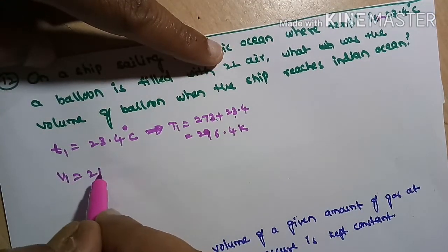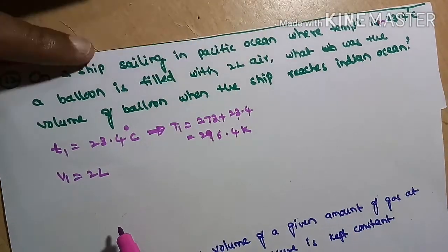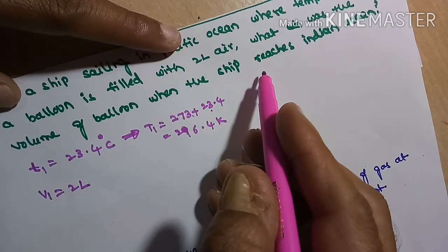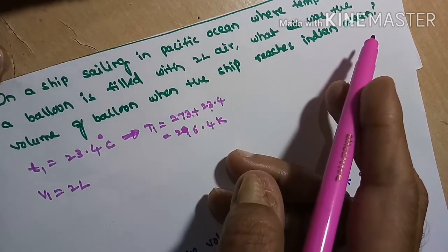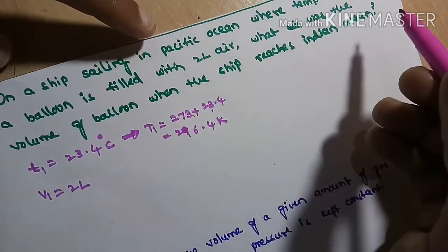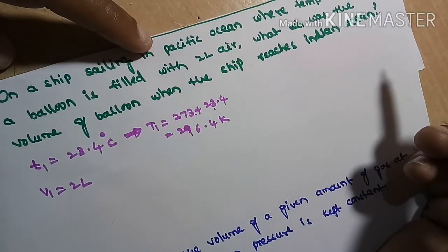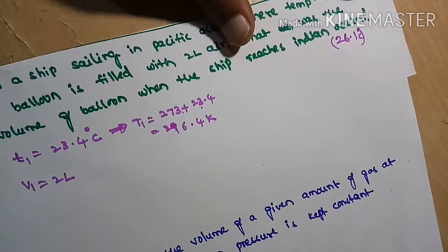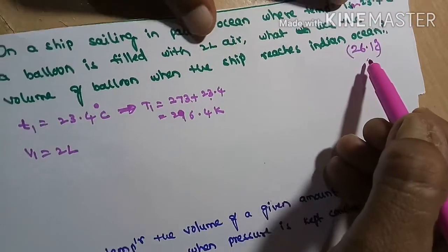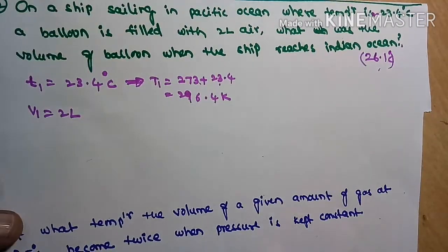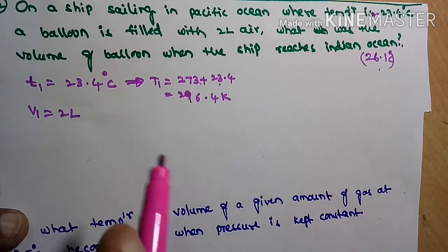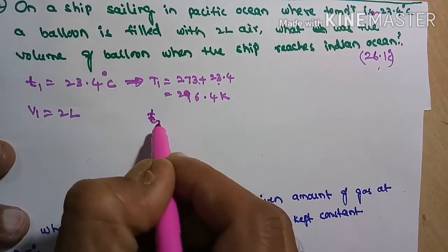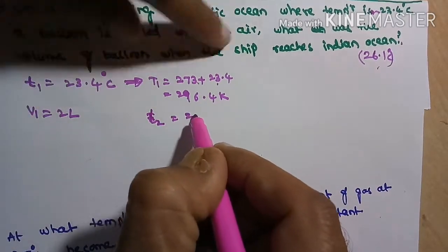A balloon is filled with 2 liters of air, so V1 is equal to 2 liters. What will be the volume of the balloon when the ship reaches the Indian Ocean? At the Indian Ocean, the temperature is 26.1 degree centigrade. So T2 is given.